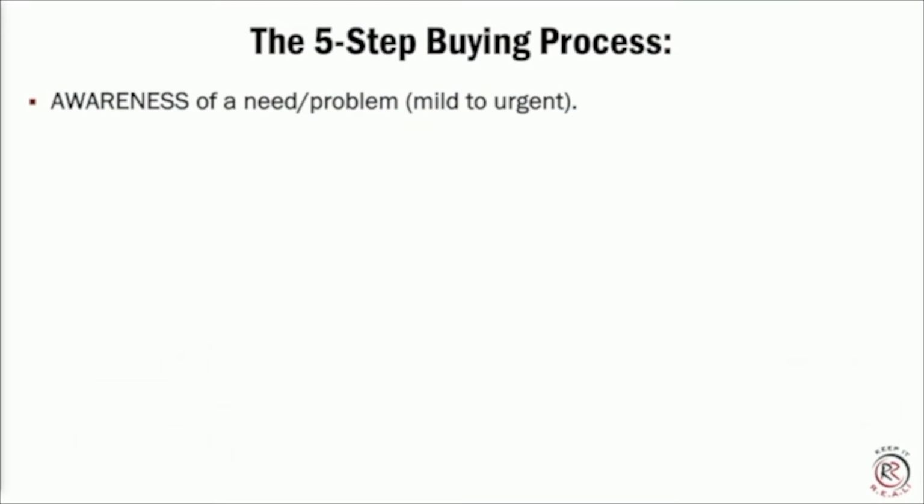Step 1, there has to be an awareness of a need or a problem. A need could be, I want a new car. A problem could be, our IT guy's screwing up or whatever. So there's got to be either a desire, a need, a want, or a problem. And that problem, that need, that desire could be very mild, like I'm just starting to look, to urgent, like we need to buy this yesterday, right? First of all, there has to be an awareness of a need, or a problem, and it could be mild to on fire.